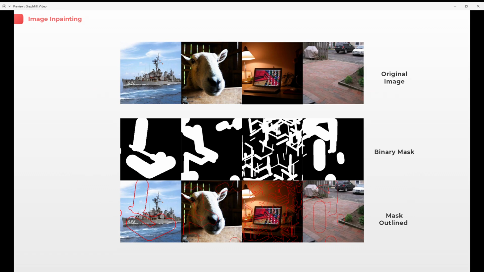Suppose a portion of the image is masked using a binary mask. The task of image inpainting is to fill in the masked region with plausible information. These are the final inpainting results obtained by the proposed approach.